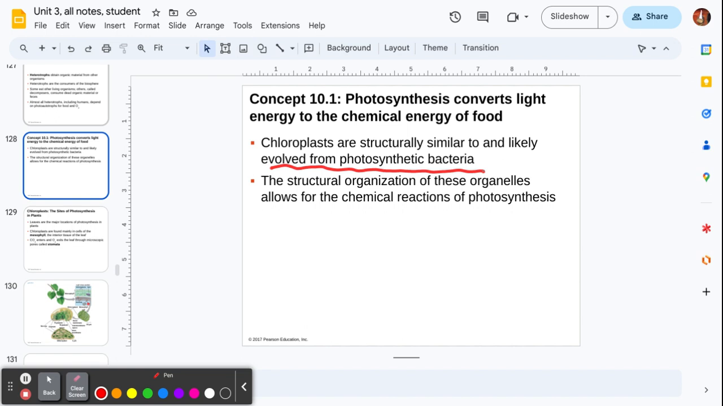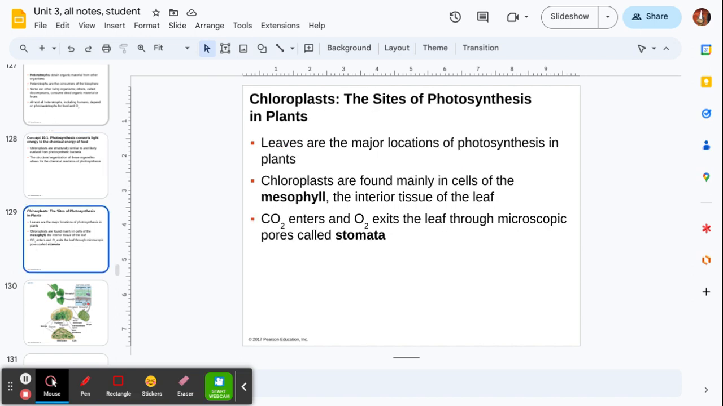We are going to talk, however, about chloroplasts, and we're going to spend the next couple of slides talking about that, and a little bit of plant anatomy. Back in the day, we actually did a lot of plant anatomy. Kind of glad that we got away from that. The majority of photosynthesis is going to take place in our leaves. Inside of our leaves are these organelles called chloroplasts. Lots and lots of chloroplasts that are mainly found in the mesophyll. And the mesophyll is just the middle layer of the leaf.